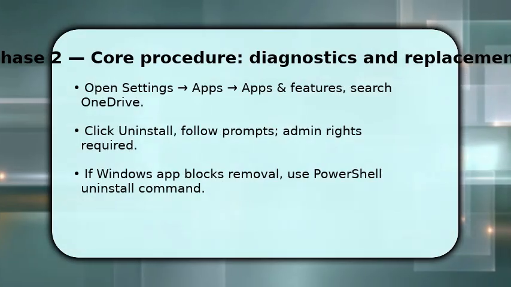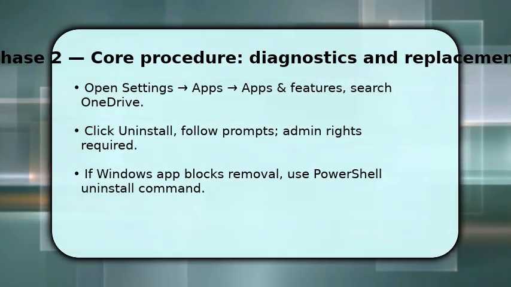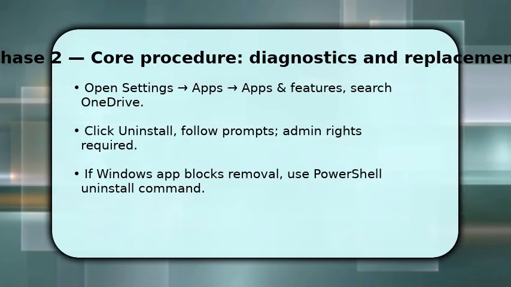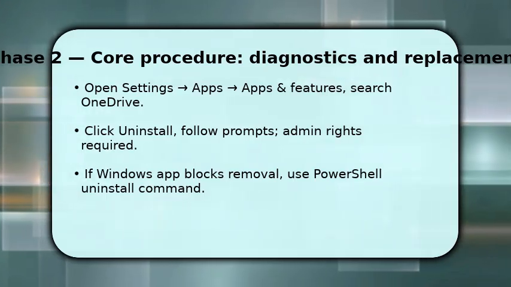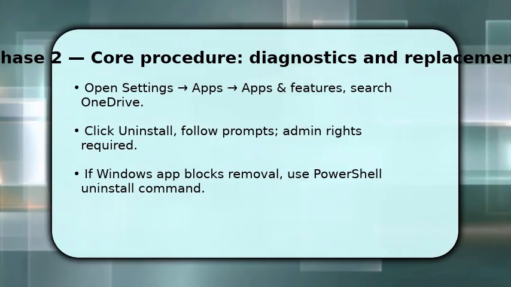Next, you uninstall the OneDrive application through Windows Settings to remove the program itself. Go to Settings, Apps and Features, locate Microsoft OneDrive and click Uninstall. Provide admin permission when prompted.